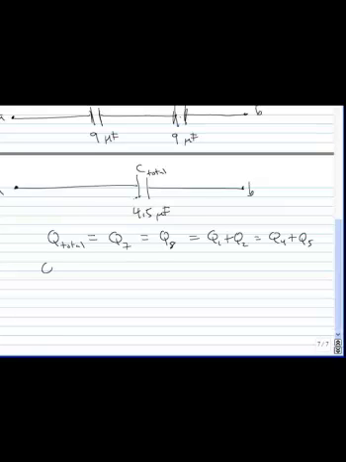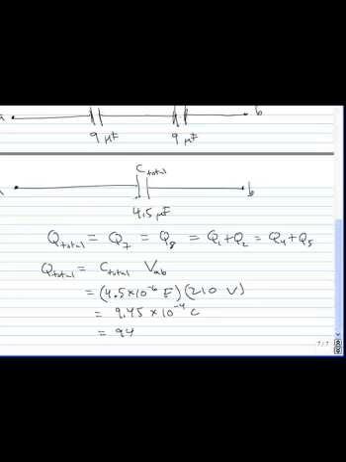So let's find Q total. Q equals CV. And we know C total, 4.5 times 10 to the minus 6 farads. We know the voltage across A and B is 210 volts. And so I end up with 9.45 times 10 to the minus 4 coulombs, which is the same as 945 microcoulombs.